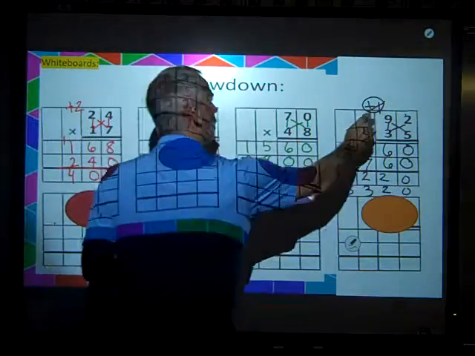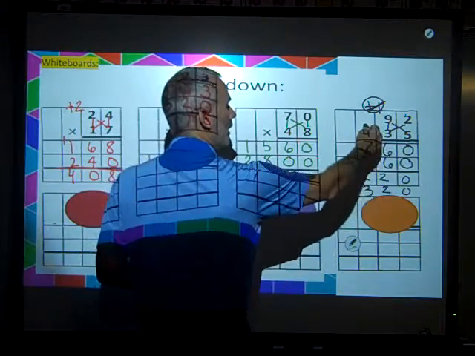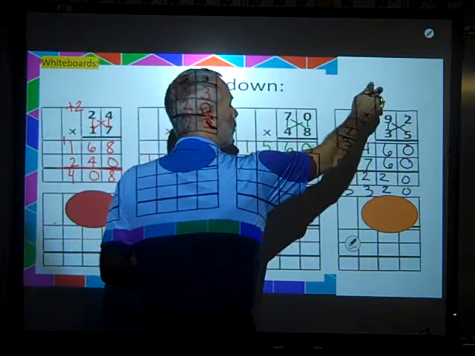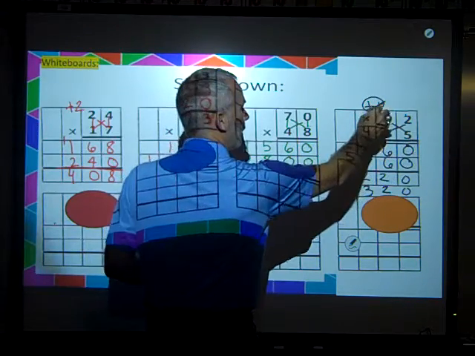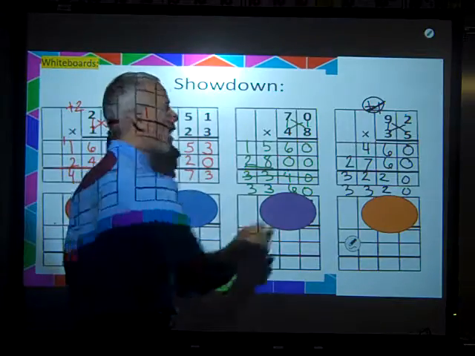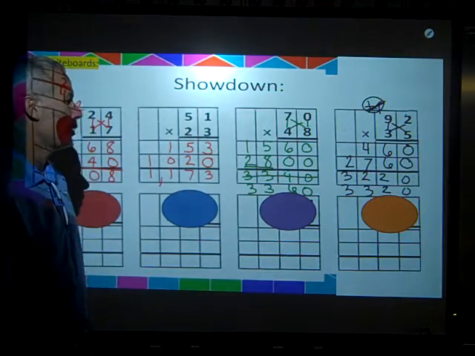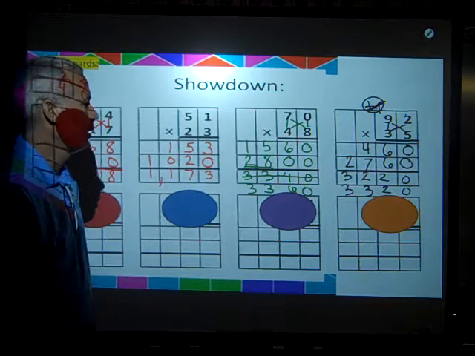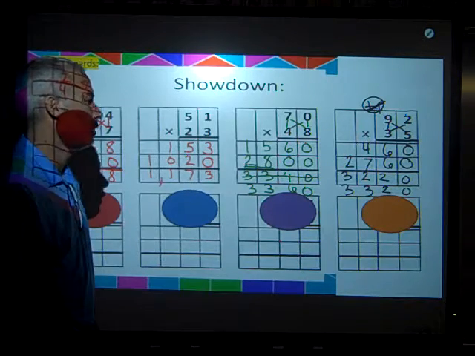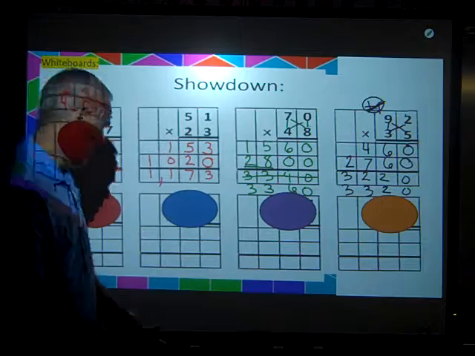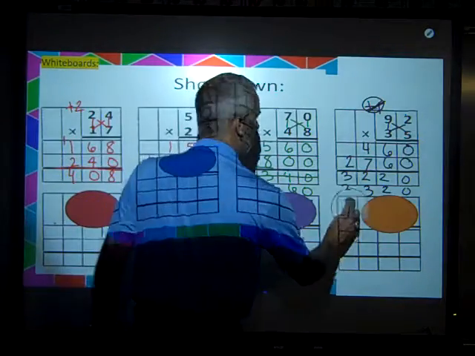After you've added it, cross it off, or the next time you carry, cross it off after that. But in this case, I only carried 1 time, right? So I would cross it off as soon as I'm done using it. Okay, perfect. So the correct answer should be 3,220, right? Okay, so the correct answer is 3,220.